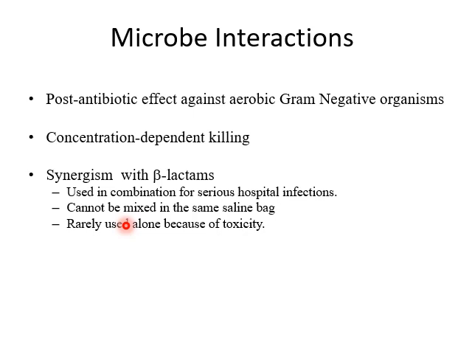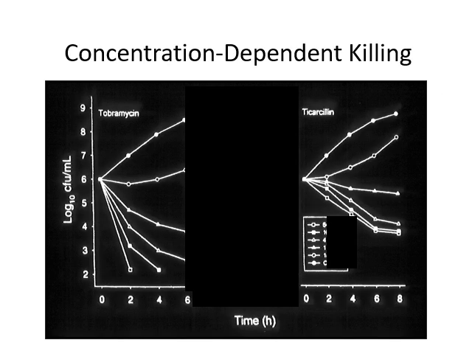Note that when we use them with beta-lactams, we really don't want to put them in the same bag because they inactivate each other. So you have two different bags, one for the beta-lactam and one for the aminoglycoside. We've seen this slide before, and this is tobramycin and this is ticarcillin. You may remember that ticarcillin is an anti-pseudomonal beta-lactam, and what you see here is time-dependent killing, and this is tobramycin, which is an aminoglycoside, and you see this beautiful concentration-dependent killing.